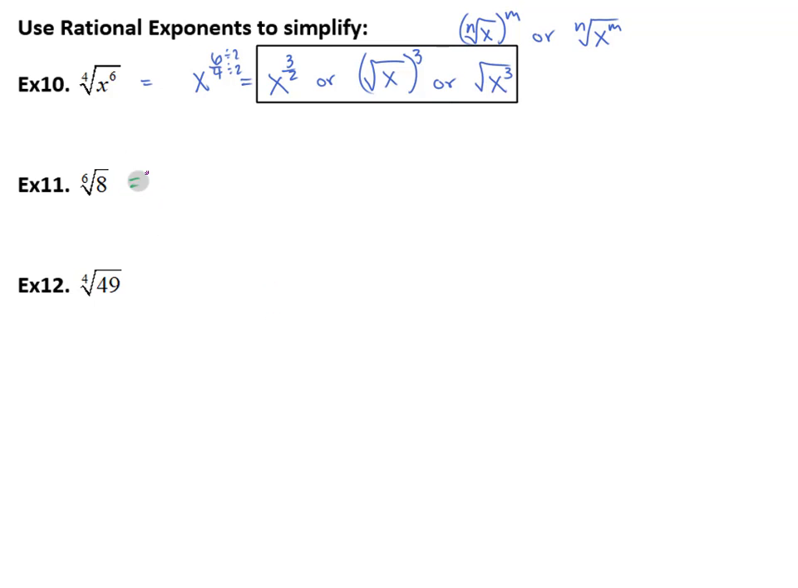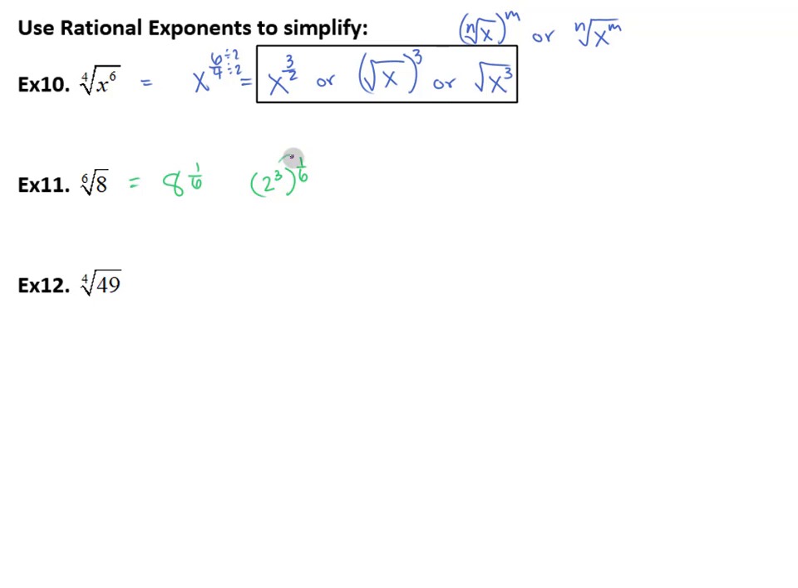Okay, so let's try one more. Here we've got 8. We know that our root is 6. And if we don't see a power here or on the outside, we can think of it as being to the first power. This is 8 to the 1/6, and I think we can do a little bit more actually, because I might recognize, we used this earlier, 8 is 2 cubed. Right? It's 2 times 2 times 2. Think about its factors, which you could write as 2 cubed.